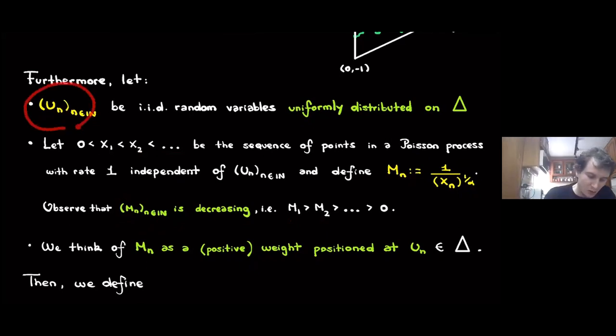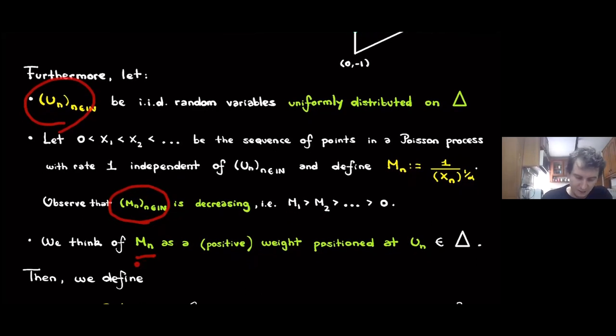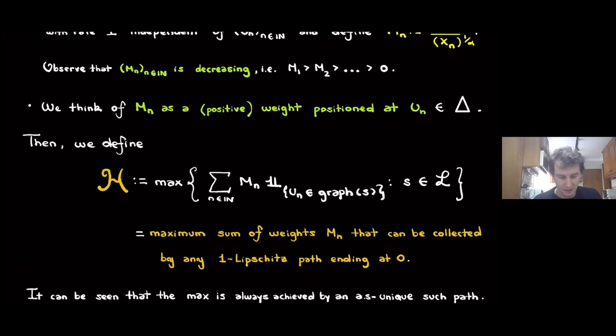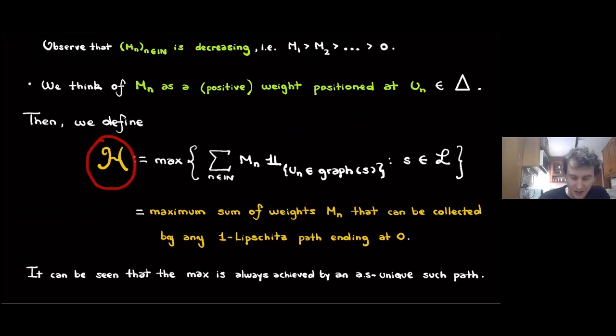And so I have these Un and these Mn, and the idea is that I'm going to think of each Mn as a positive weight, which is going to be located at the position Un inside the triangle delta. Once I have these two sequences, I'm going to define my limit H basically as the maximum sum of the weights Mn that can be collected by any single path in this set, by any single path which is 1-Lipschitz and ends at 0.